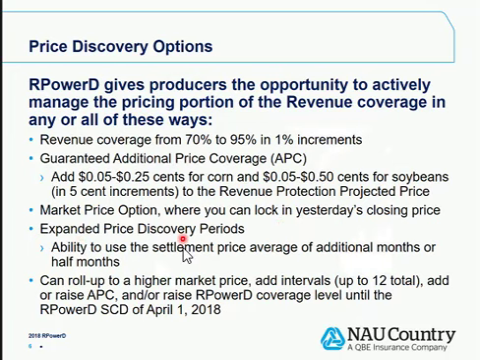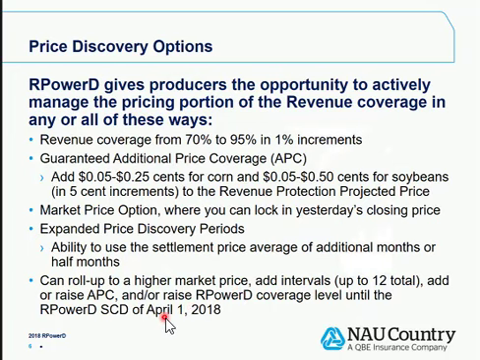And then probably the one that most people will be looking at most seriously is the expanded price discovery period, the ability to use the settlement price average of additional months or half months. And you'll see here in just a second, it's like the flex price product that has been in the market for a couple, 3 years, similar to the MPD product that NAU has had in recent years, but it's a lot more flexible because it covers a lot more months, and we'll show you what those are here in just a little bit.